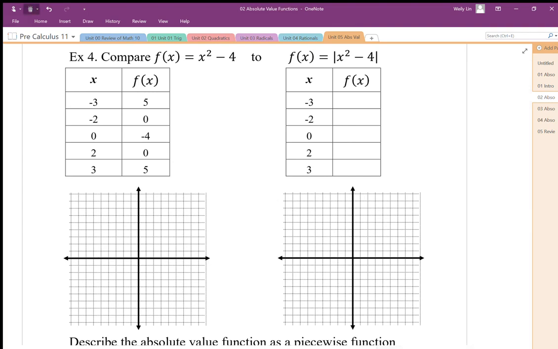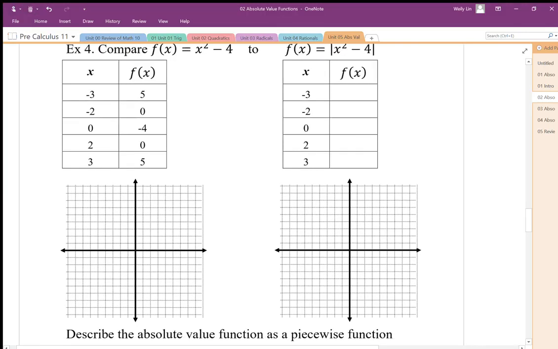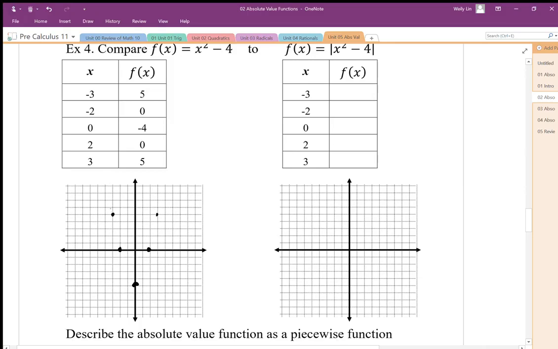So we're just going to start with the original parabola. Here my vertex is at 0, -4. My zeros are at 2 and -2. And I have points up here. So this is going to be my parabola. It's going to be looking something like this.